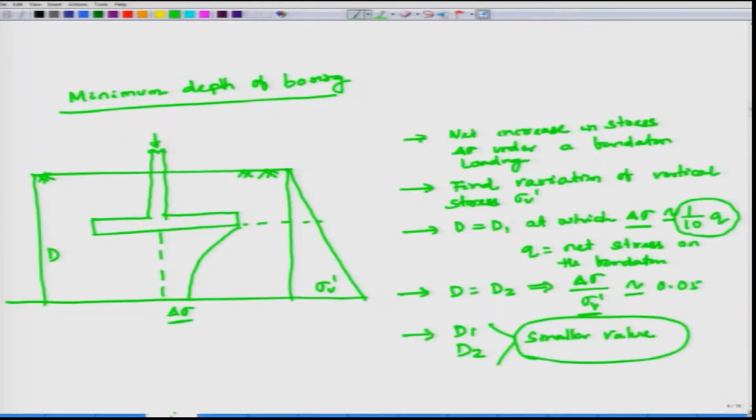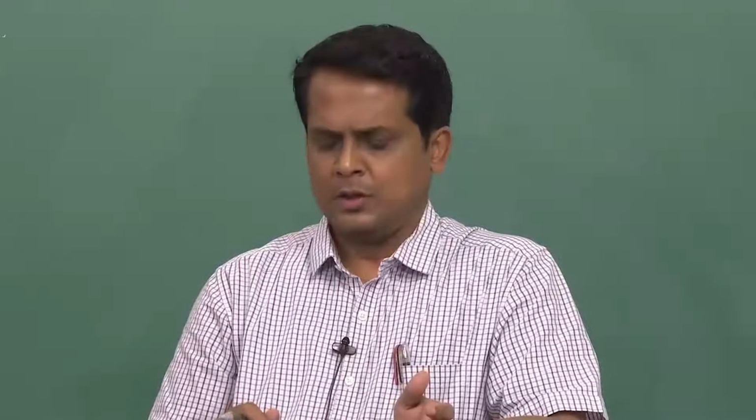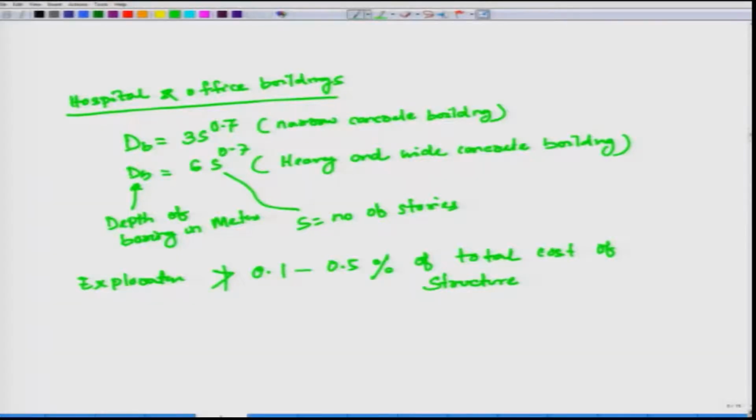Earlier I said the depth of the boring is D1, D is equal to D1, D is equal to D2. Out of these two you take the minimum value. There are also thumb rules for hospital as well as office buildings: depth of the boring dB is equal to 3s to the power 0.7, 6s to the power 0.7, and based on that you take a judgment. The total cost of the explorations, that means boring and testing, should not be more than 0.1 to 0.5% of the total cost of the structure.